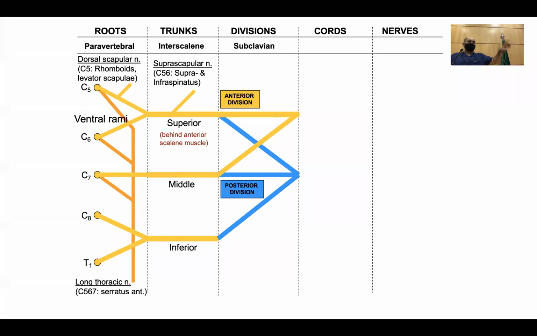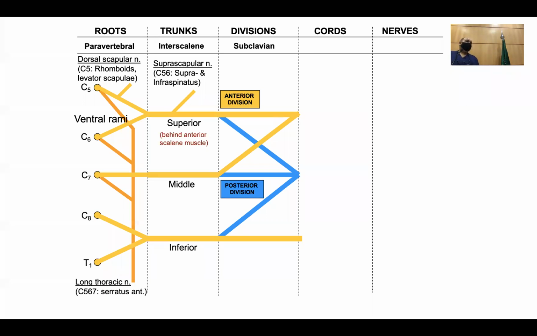trunks, all the trunks, which trunks? Superior, middle and inferior. Their posterior divisions join to form one. And their anterior divisions of what? Superior and middle, now they share. And then the lower one has been alone, previously it was sharing, but now it's alone, no friend.